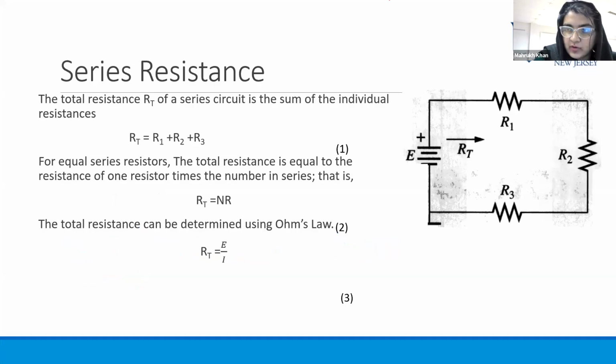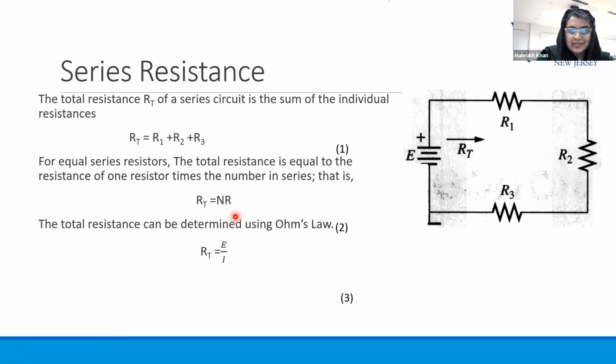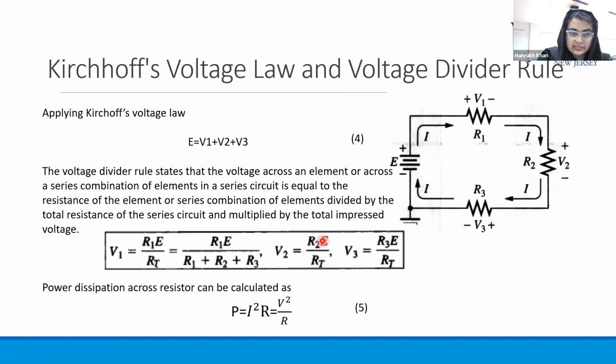So first, I'm trying to do series resistance, and I think we did it in the class too, so we are all familiar with that. If there are three resistances in series, we can calculate the total as RT equals R1 plus R2 plus R3. If they are all equal resistances, it can be replaced as 3R or NR, and the total resistance can be determined using Ohm's law: the voltage divided by the current flowing in it. So that's about series resistance.